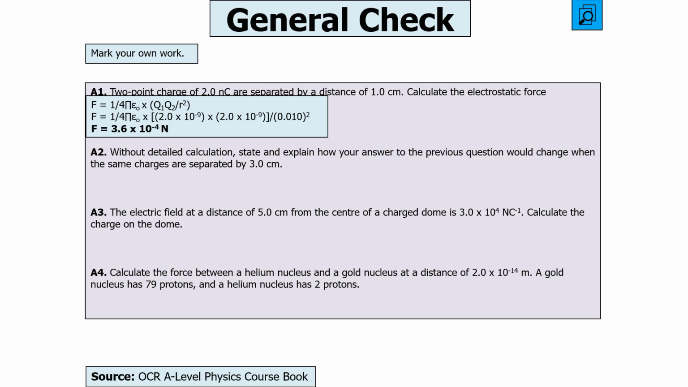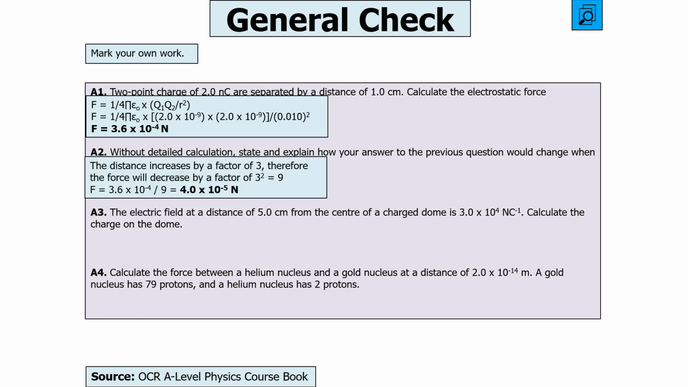Now you'll see from this equation F is directly proportional to 1 over r squared. So when r increases by a factor of 3, when the separation increases by a factor of 3, well, then the force will decrease by a factor of 3 squared, which is 9. So you divide your previous answer by 9, so it's 4 times 10 to the minus 5 newtons.